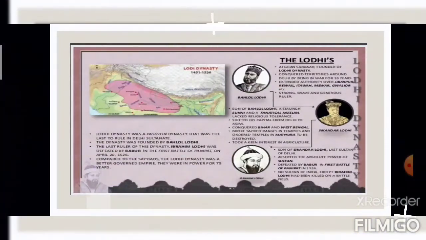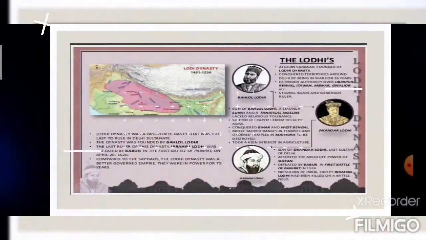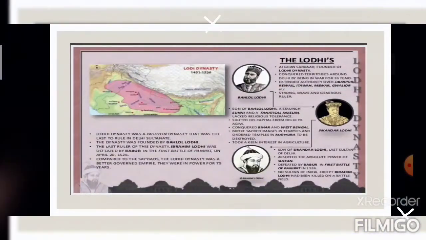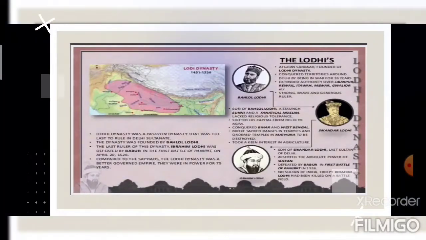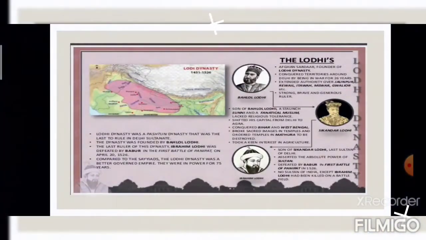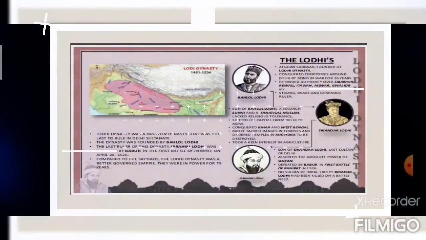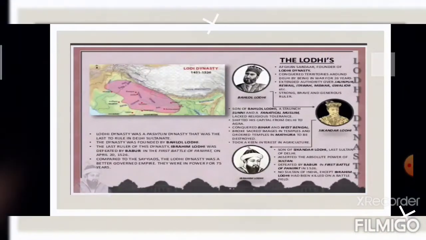Now, the son of Behlul Lodhi, a staunch Sunni and a fanatical Muslim, lacked religious tolerance. He shifted the capital from Delhi to Agra, conquered Bihar and West Bengal too, broke sacred images in temples and ordered temples in Mathura to be destroyed. He also took a keen interest in agriculture.